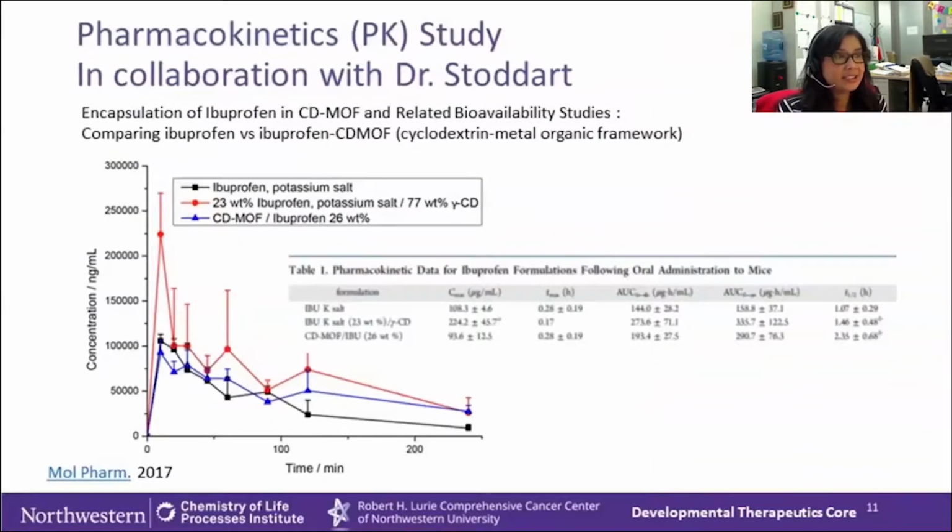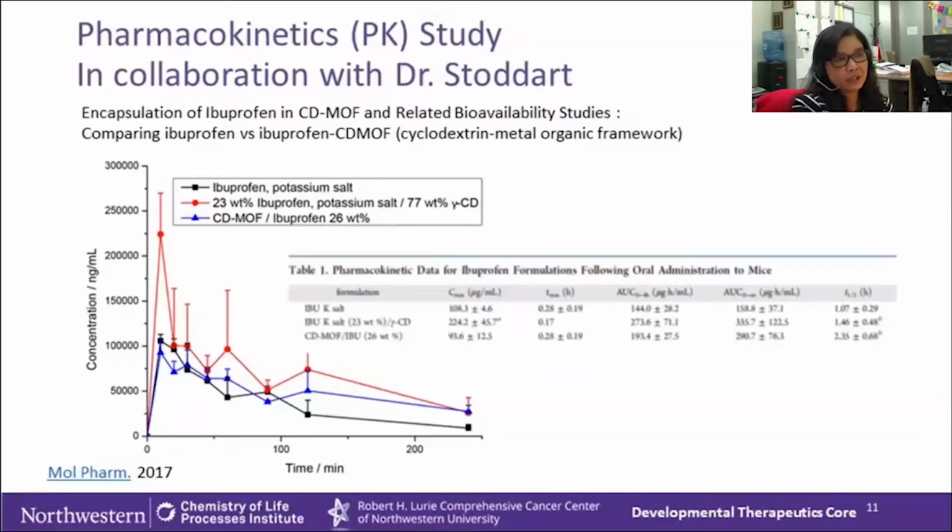The next slide is an example of a pharmacokinetics study in collaboration with Dr. Stoddart. Here in the study, we try to prolong the ibuprofen effect in the formulation. In this case, we're using a cyclodextrin metal organic framework, or CD-MOF. Before we did the pharmacokinetics, we tested the formulation first in vitro, and the in vitro studies showed that this formulation did not cause cytotoxicity to normal cells, so that we know that at least we're not going to kill any cells in our tissues.